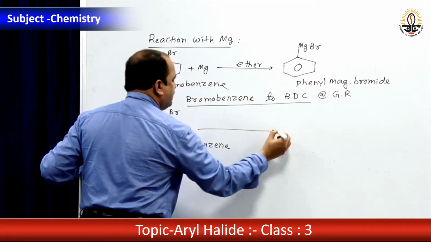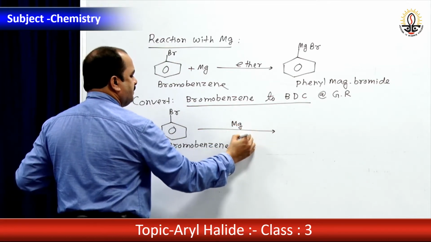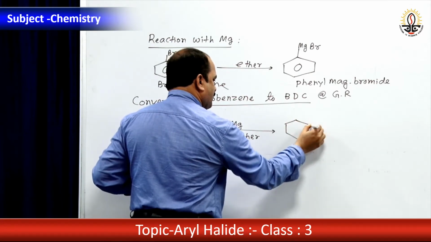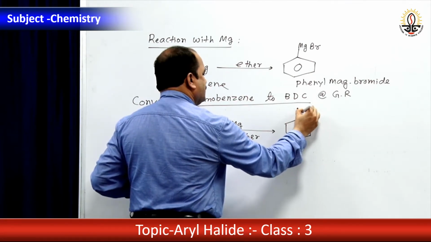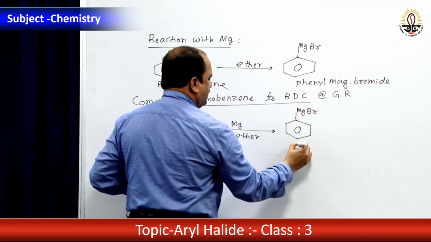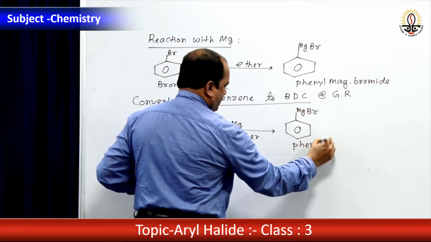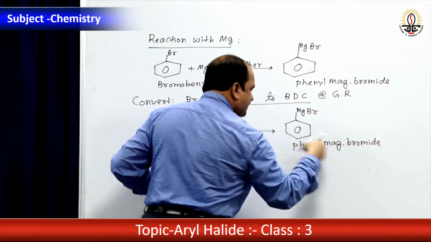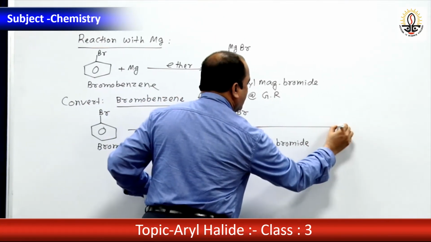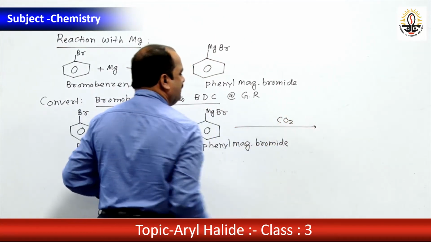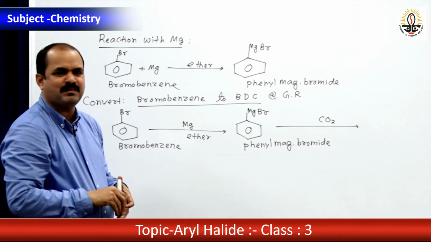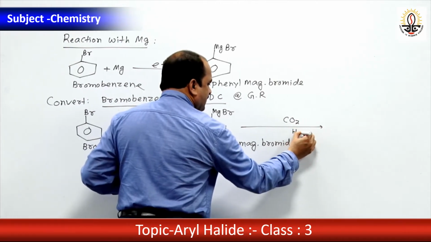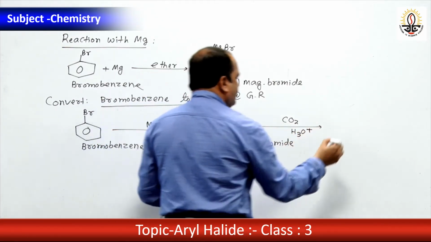When bromobenzene reacts with magnesium metal in presence of ether, the product is Grignard reagent, phenyl magnesium bromide. This phenyl magnesium bromide, when it reacts with carbon dioxide, known as carboxylation, forms an adduct. Acid hydrolysis of the adduct gives benzoic acid.